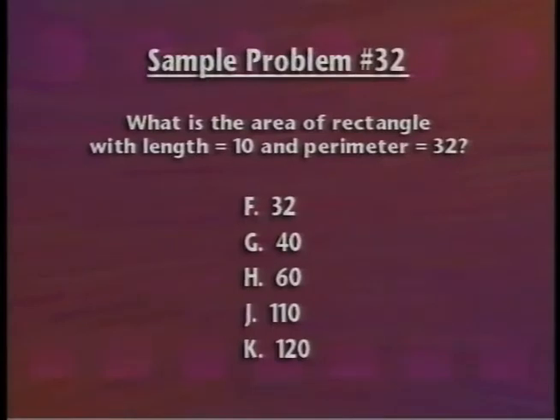What is the area of a rectangle with length equals 10 and perimeter equals 32? The area of a rectangle is found by area equals length times width. We have the length, 10, but need to calculate the width before we can determine the area. We have to use the perimeter formula for the rectangle to find the width.